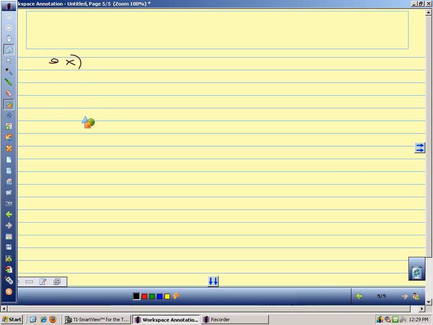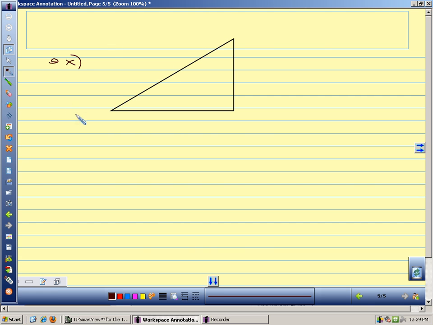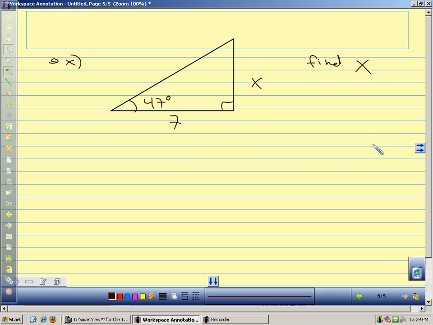So here's our triangle. And we're going to say that this angle is 47 degrees. This is 90 degrees. This side is x, and this side is 7. And we want to find x. So let's follow our steps. Our first step is label the triangle. Is x opposite or adjacent? Opposite. It's across the triangle. So this is opposite. 7 is adjacent.